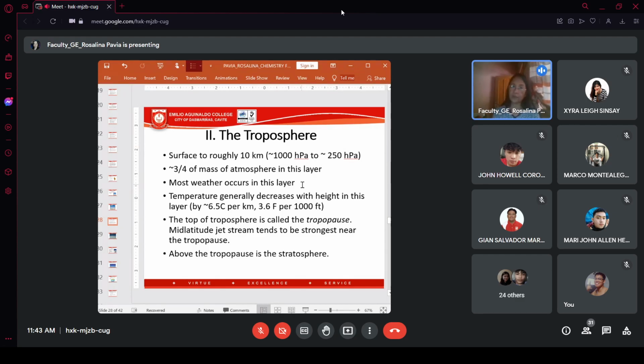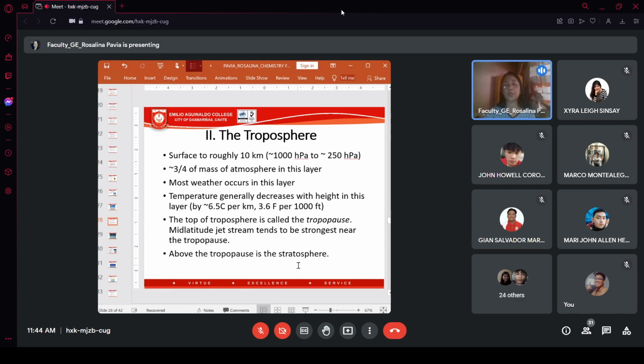Pagsama ng panahon, if there is typhoon, etc., dito sa layer na ito. Now, the temperature generally decreases with height in this layer by about 6.5 degrees per kilometer or 3.6 Fahrenheit per 1,000 feet. Now, the top of the troposphere is called the tropopause. Now, with mid-latitude, jet stream tends to be strongest near the tropopause. So, dito, nag-travel yung mga airplane sa layer na to.